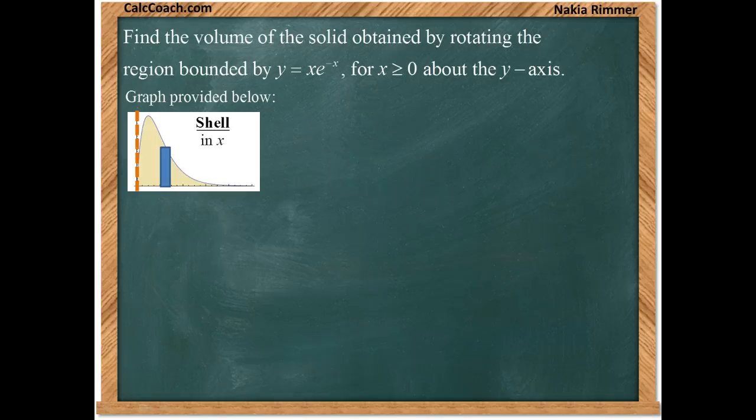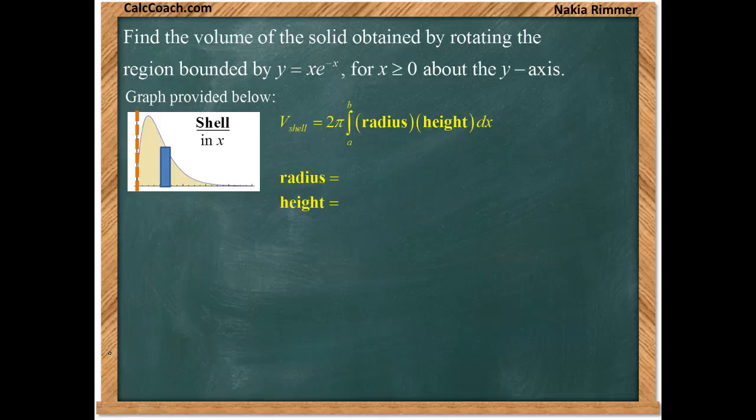It's going to be in x. This rectangle is upright, and it gets moved from left to right. So we'll be in x. And we have the formula for the volume using shell. What's necessary in this is for us to be able to figure out the radius and the height.